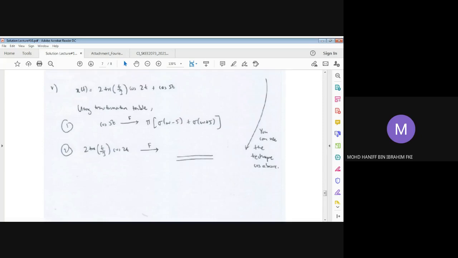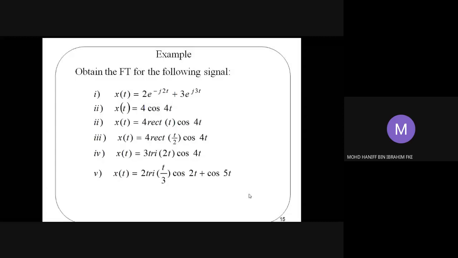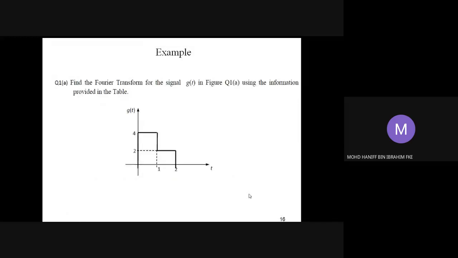Okay then, is that clear on these issues? Any question on this? Okay, if there's no question, I'm going to stop here. So this example will be done tomorrow in our lecture.